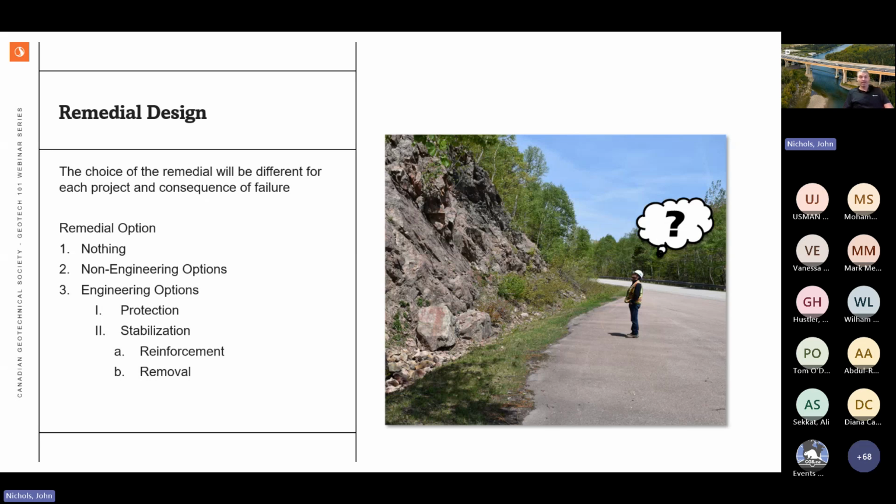So the options, based on that, are that we can do nothing. We can just let the rockfall or failure occur. We can do non-engineering options, where we say these are certain things we think are appropriate, administrative controls. And then we can do the engineering options. We can protect ourselves from rockfall or sliding or failure. We can stabilize, right? We can stabilize by two different means: we can remove the hazard, or we can reinforce the slope. I'll get into a bit of those.